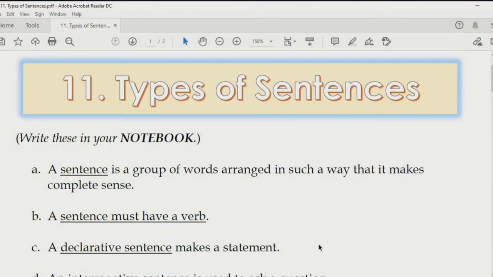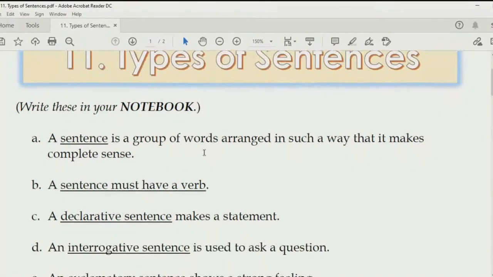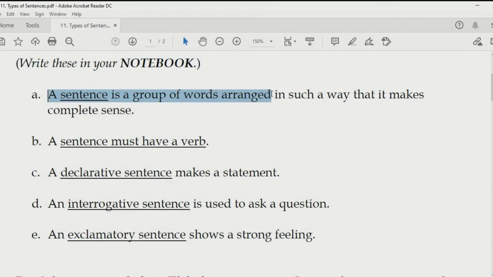Before we move on to the exercises, it is very important to know the types of sentences. A sentence is a group of words arranged in such a way that it makes complete sense. As I showed you earlier, there were just 4 words. And you know what words are. Any group of letters. You should also know what is letter. A, B, C, D, all these are known as letters.